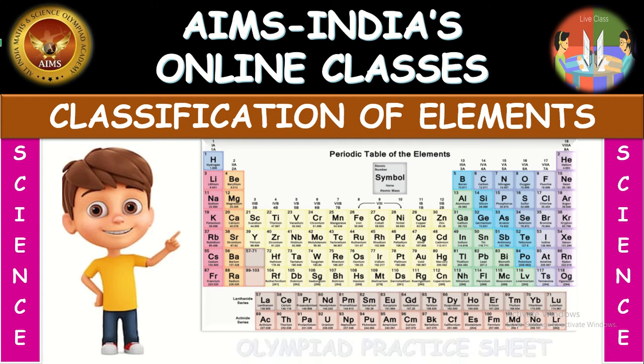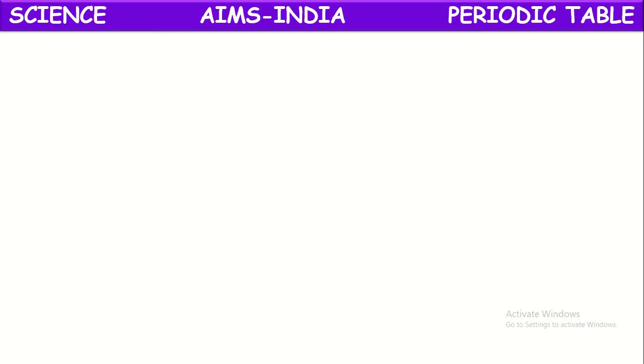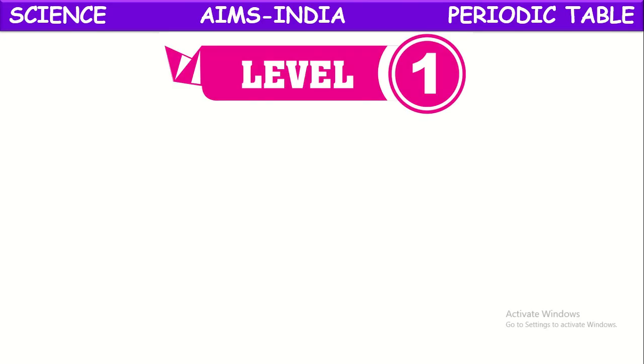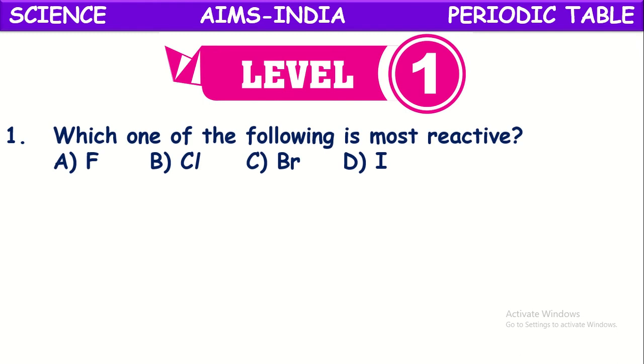Now here we are going to discuss an Olympiad practice sheet on this chapter on the periodic table. Okay, let us start that. First, let us go through the level 1 questions from this. See the first one. Which one of the following is most reactive?